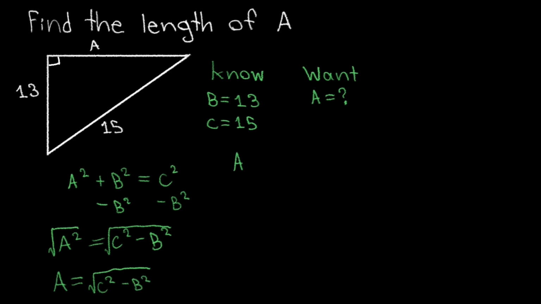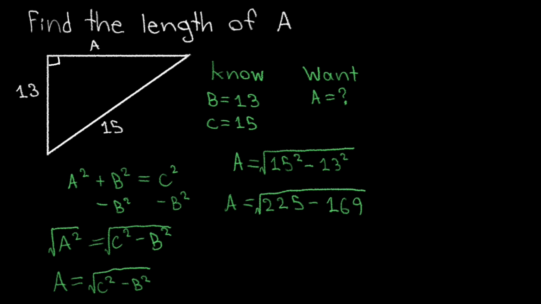Now, all we have to do is simply plug in our variables and solve from there. A is equal to the square root of 15 squared minus 13 squared. Now all we have to do is simplify. A is equal to the square root of 225 minus 169. We are left with A is equal to the square root of 56.